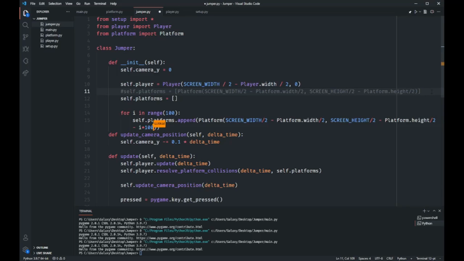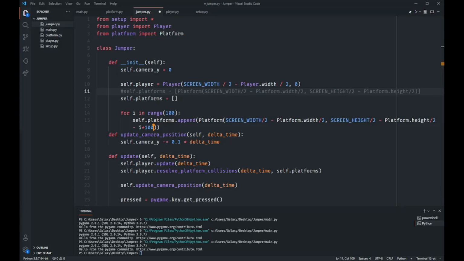If that doesn't make sense, then don't worry about it. We'll cover that later. But for the time being, we can just spawn in 100 platforms, and that way we have some platforms to jump around on and that we can test our game with.